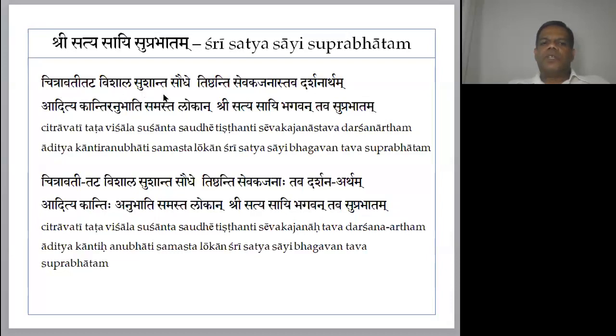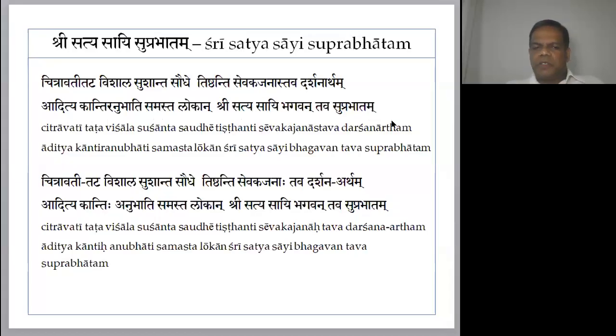Chitravati Tata Vishala Sushanta Saudhe Tishtanti Sevaka Janas Tava Darshanartham Aditya Kantiranubhati Samasta Lokan Shri Sathya Sai Bhagavan Tava Suprabhatam Chitravati Tata Vishala Sushanta Saudhe Tishtanti Sevaka Janas Tava Darshanartham Aditya Kantiranubhati Samasta Lokan Shri Sathya Sai Bhagavan Tava Suprabhatam.